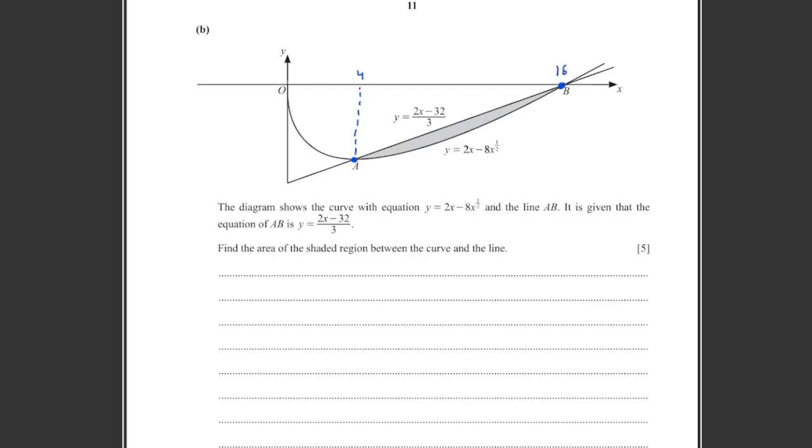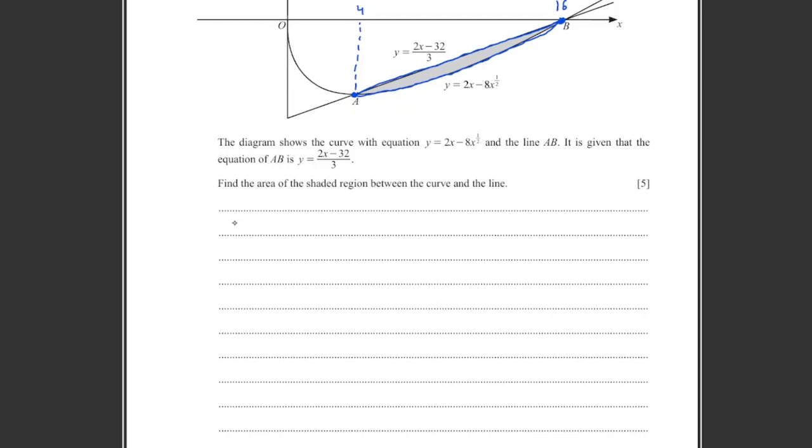So we first need to integrate this curve, and then subtract from it the area under this line. How do we do that? We can write the area under curve minus area under line. So we take the integral from 4 to 16 of the curve, which has the equation 2x minus 8 under root x, where I converted that power to a half. Then minus the integral from 4 to 16 of the line, which is 2x over 3 minus 32 over 3 dx.